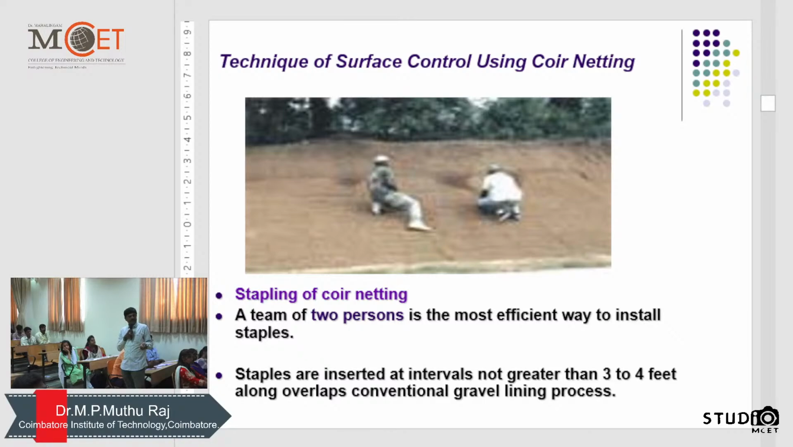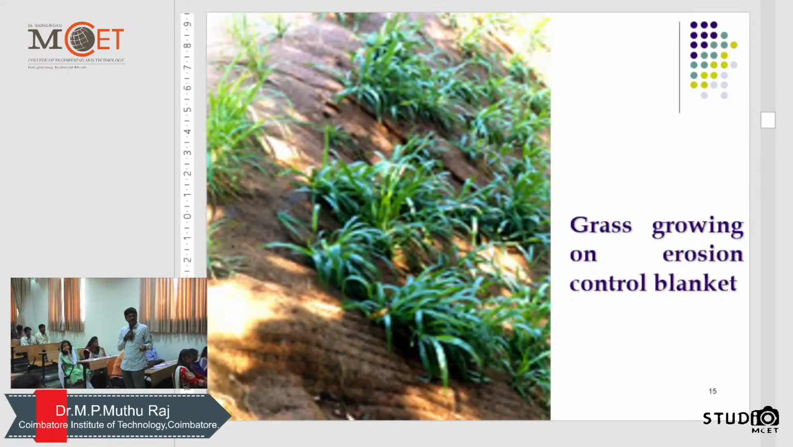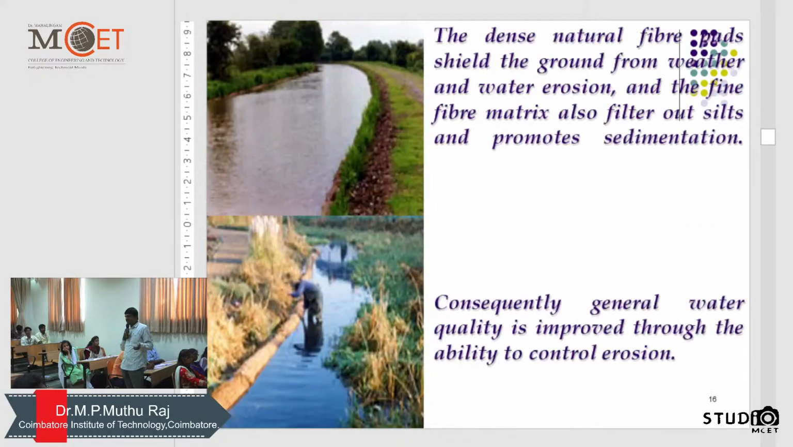Then the techniques, that is what I told you already. You can go for stapling or netting at an interval of 3 to 4 feet. Then grass will grow and control it. So when the vegetation is there, the erosion can be controlled.